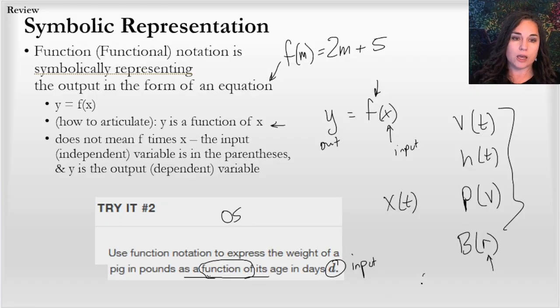So I know that I'm going to have a function of days, and we have a weight of a pig. We might call that W. So I have weight as a function of days. That's proper function notation. I will expect you to use it.